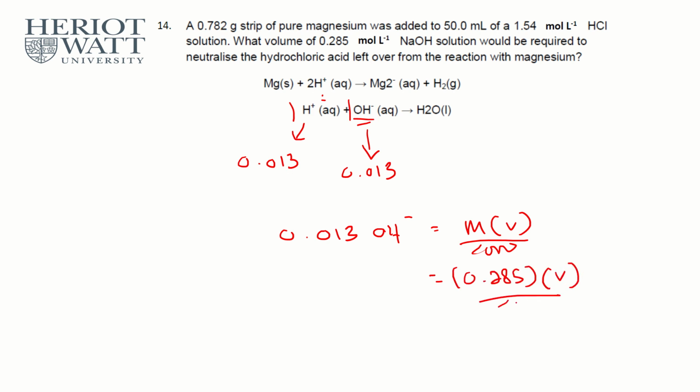And we are looking for the volume of NaOH needed to neutralize it. So what is the volume here? You solve it, you will get the volume of NaOH needed to be 45.6 ml. Okay, or you can put it as 0.045 liters. Now it's up to you whether you leave it as liters or ml, unless they're specifying in the questions. All right, so this is the final answer for question 14.